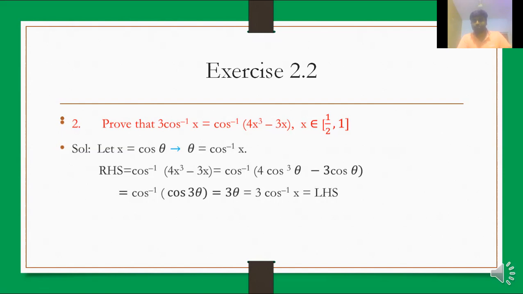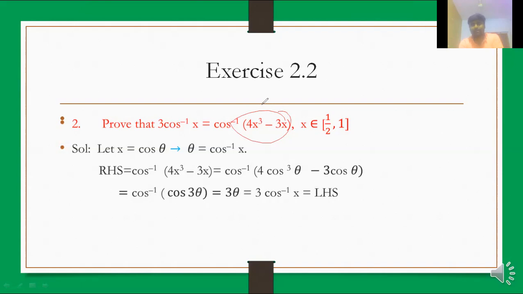Just before this question, what was the result there? 3 sin inverse x equal to sin inverse of 3x minus 4x cube. Why? That will be obtained from sin 3 theta. What is the sin 3 theta formula? 3 sin theta minus 4 sin cube theta. Means reverse of this: 3x minus 4x cube, from 3 sin theta minus 4 sin cube theta.